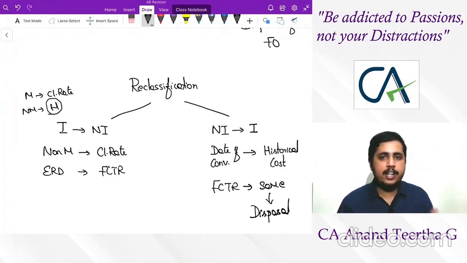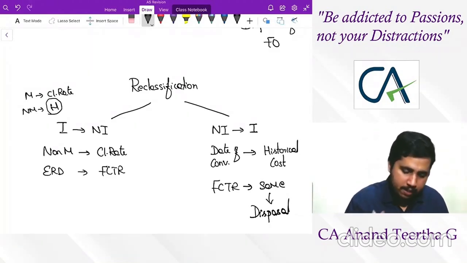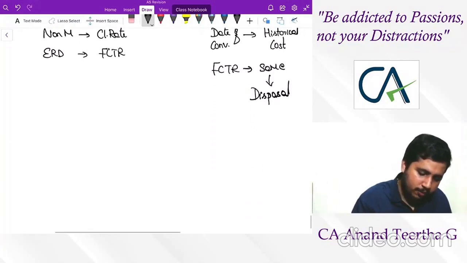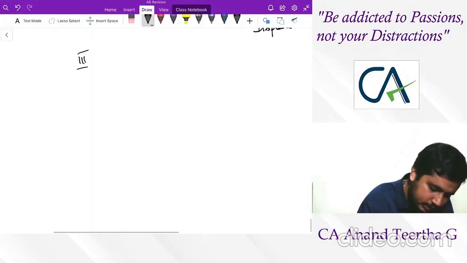If it is integral to non-integral, convert historical rate into closing rate, ERD to FCTR. Non-integral to integral, don't go back. Whatever the conversion amount is, that itself will be the historical cost. FCTR is not allowed to be closed till you make the final disposal of the operation. So these are the operations mechanisms we have in AS11. The last part of AS11 talks about contracts, especially forward contracts.